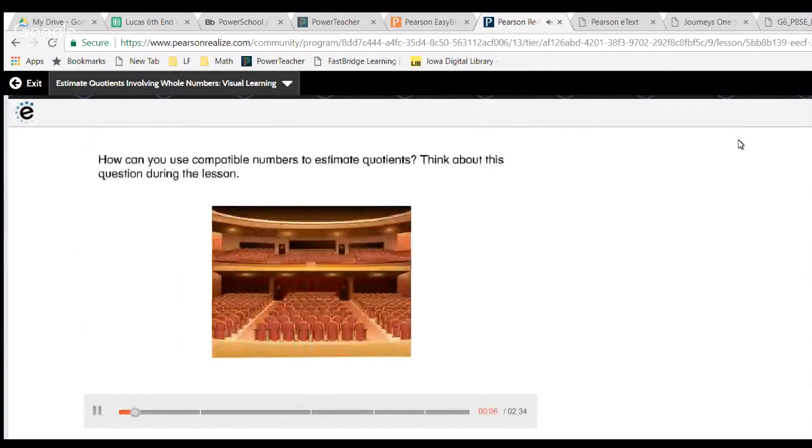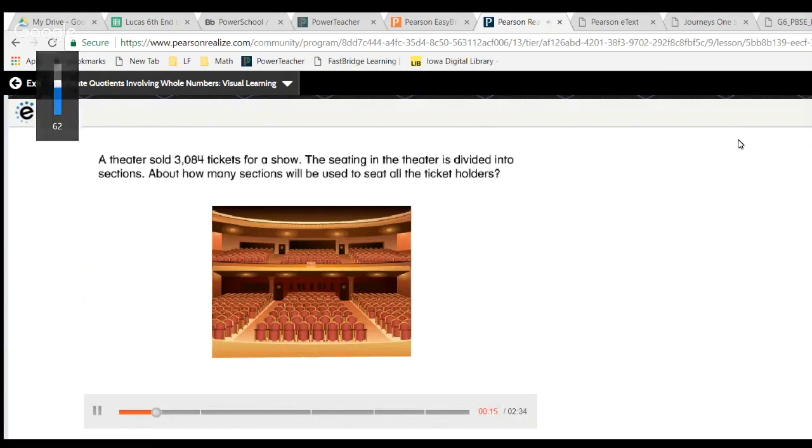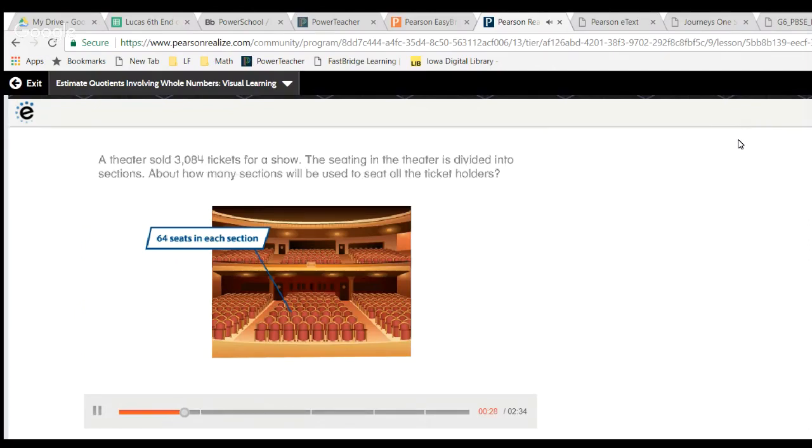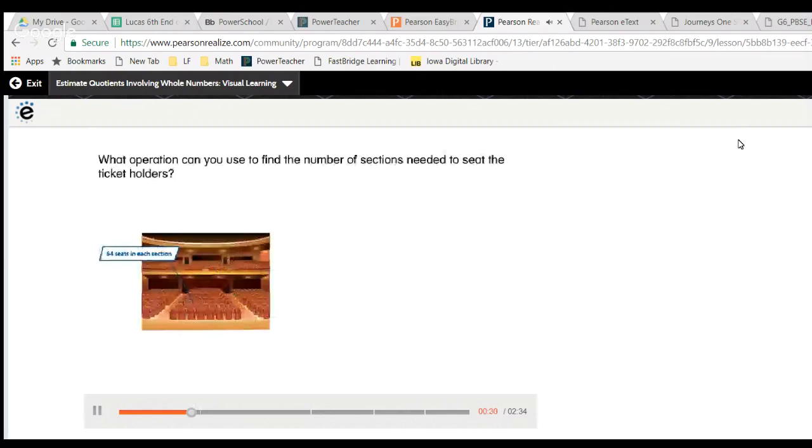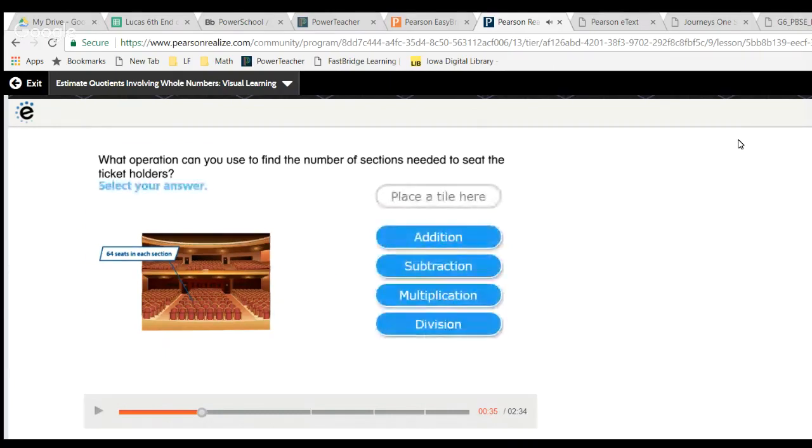How can you use compatible numbers to estimate quotients? Think about this question during the lesson. A theater sold 3,084 tickets for a show. The seating in the theater is divided into sections. About how many sections will be used to seat all the ticket holders? What operation can you use to find the number of sections needed to seat the ticket holders? Select your answer.